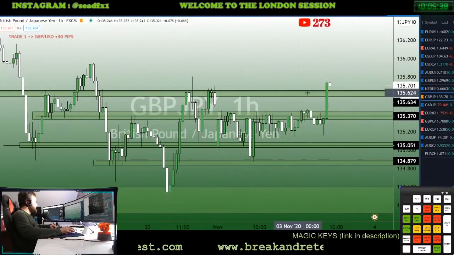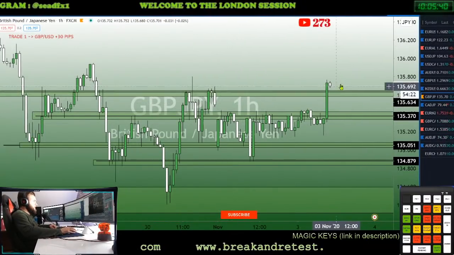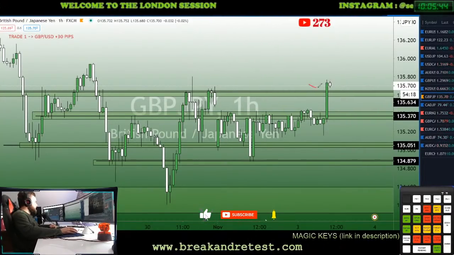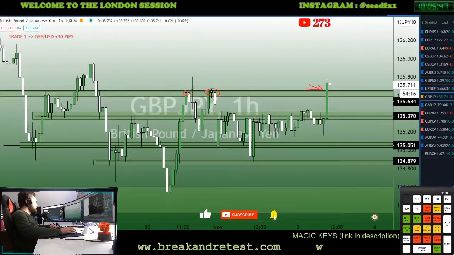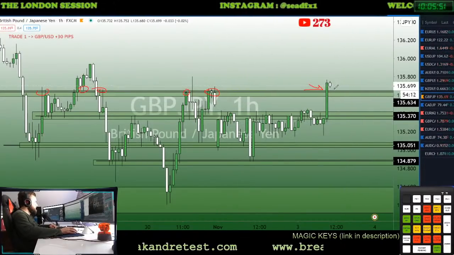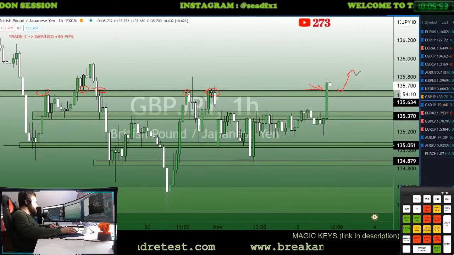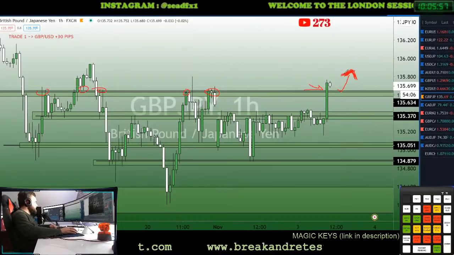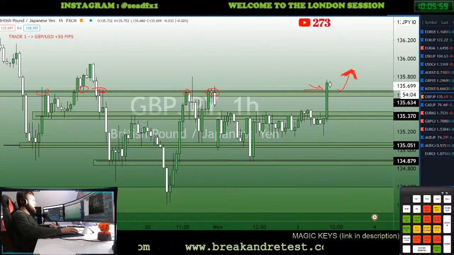As a setup, it is very nice. It is a very nice and clean setup. Price closed above. We had a few rejections before, so we know that this level is pretty good, and the retest and some continuation can be expected. But what can I say? We just had a good win.